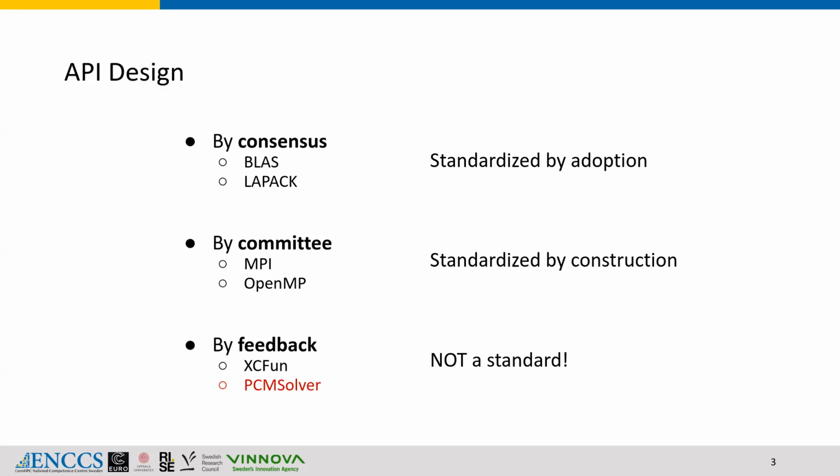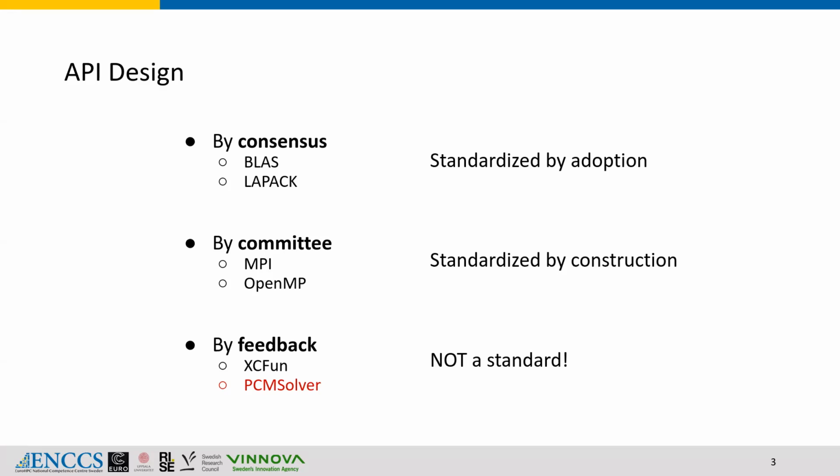Then you have another example, which is called by committee, and you can think about MPI or OpenMP. A committee forms, they sit down and ask how do we do message passing for parallelization, how do we do shared memory parallelism? They define a standard, and there's a document. The MPI standard is now like 400 pages. As an implementer, you read the standard and implement the functions as defined by the community. So this is standard by construction, meaning the committee decided what the functions should look like, and that's how you will use it.